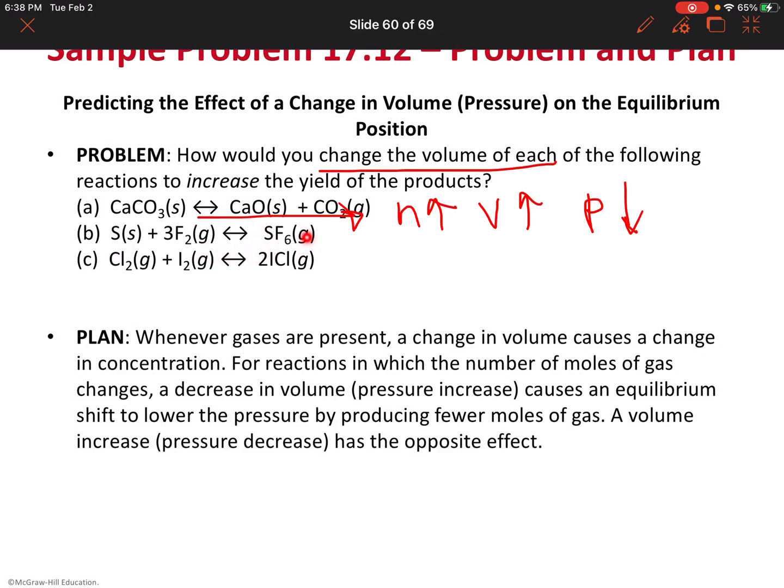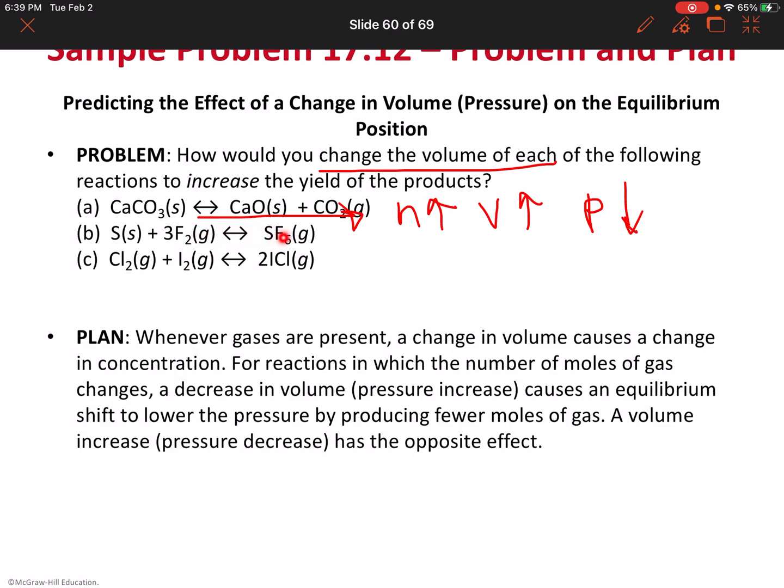Okay. And then the next one, again we have sulfur as a solid, 3F2, 1 SF6. So these two are gases. So we have to look at the two gases. Now look at the ratio. 3 moles of fluorine gives you 1 mole of SF6. We want to increase the yield. Yield is the products. How can we make more of this? So 3 to 1 is the ratio. If you increase the volume, which direction would the reaction proceed? Remember, if you increase the volume, then it has to create more number of moles of gases. So more number of moles are 3F2. So if you increase the volume, the reaction will proceed to the left and SF6 will go down, right?